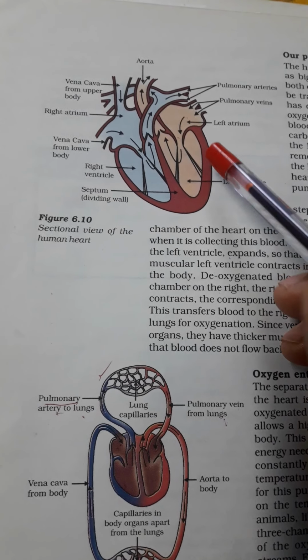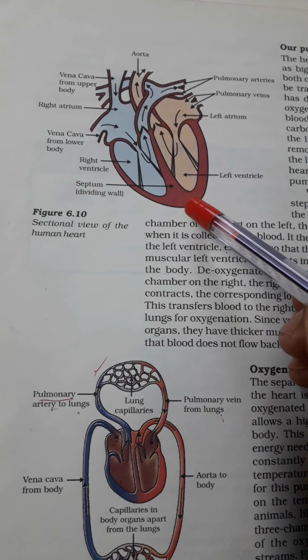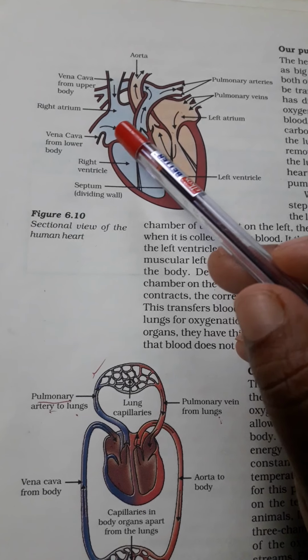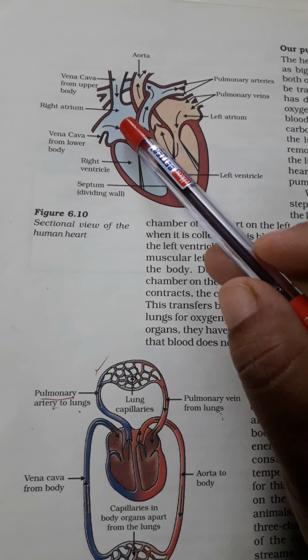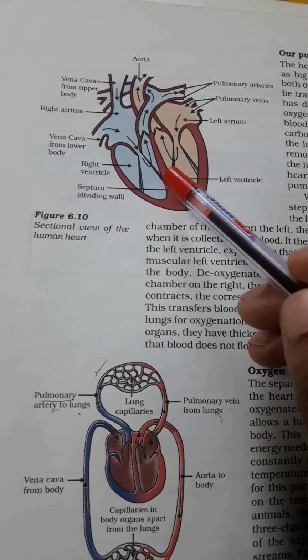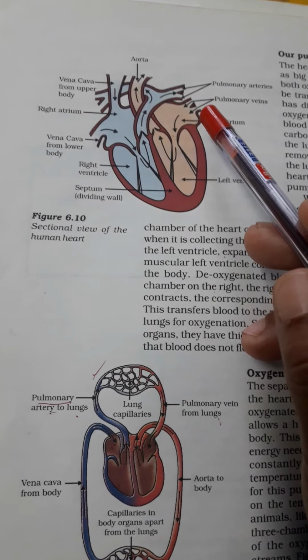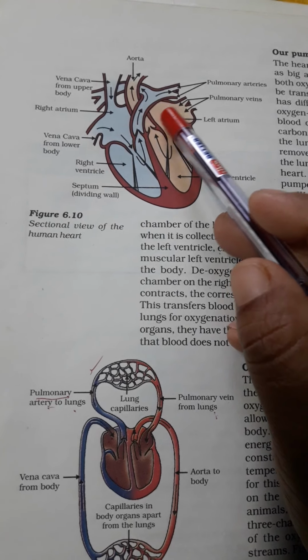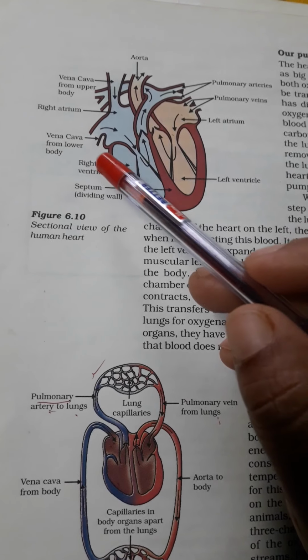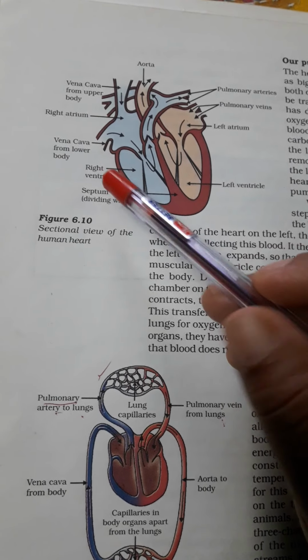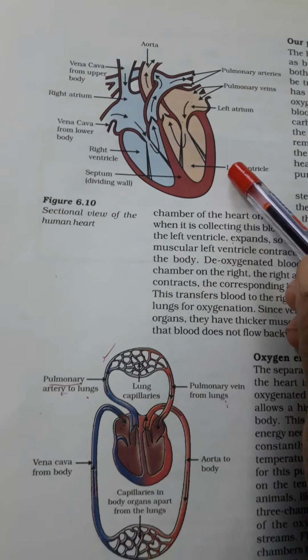See, during the circulation, the blood comes twice into the heart. First, deoxygenated blood comes into the right side of the atrium. Then after oxygenation, it again comes into the left side of the atrium. So, it comes twice into the heart. Therefore, the circulation of blood in human being is called the double circulation.